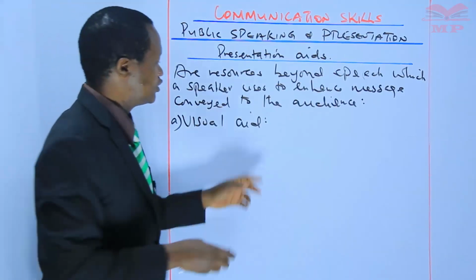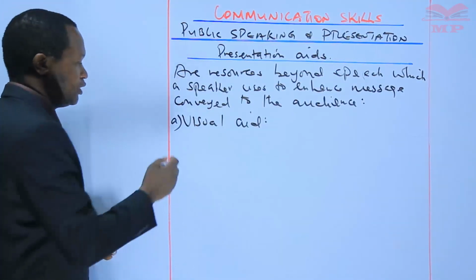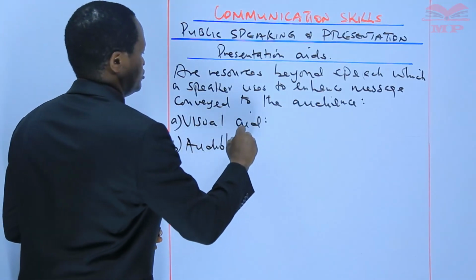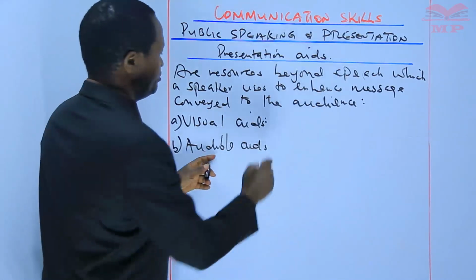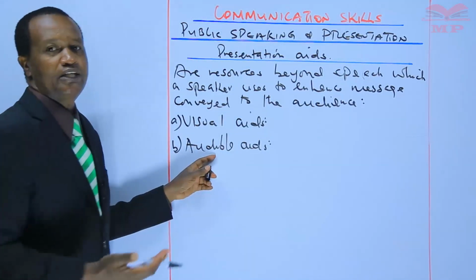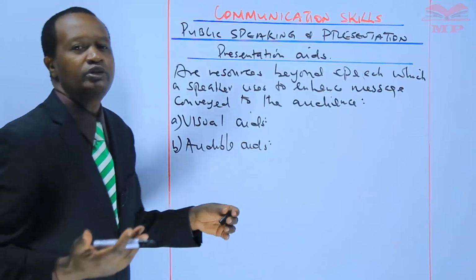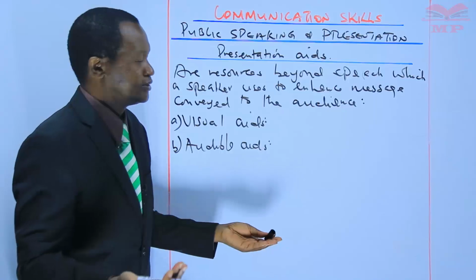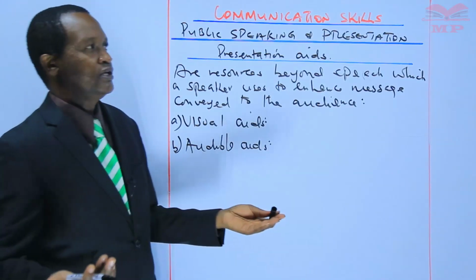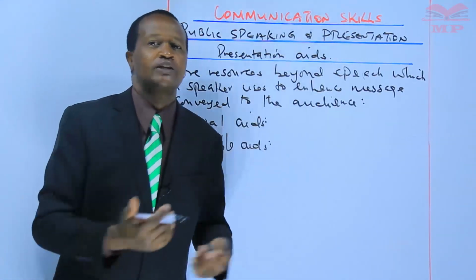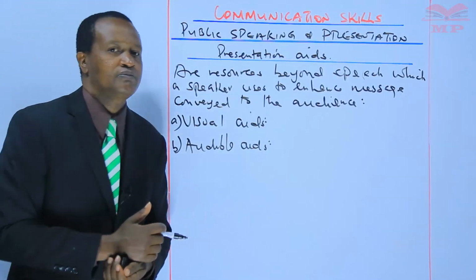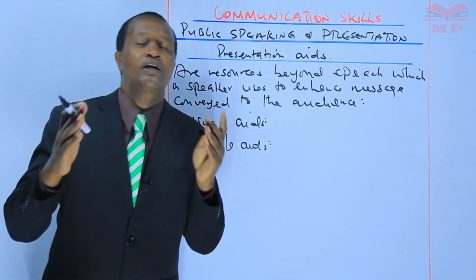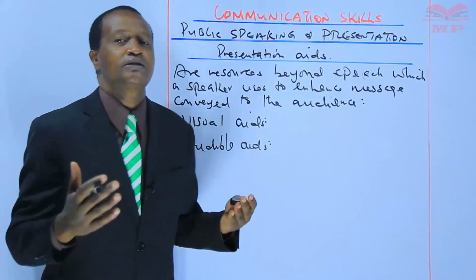Now, apart from visual aids, there are also audible aids. Audible aids include musical excerpts, include audio speech excerpts, may include sound effects, and so on. So those are two categories of presentation aids.